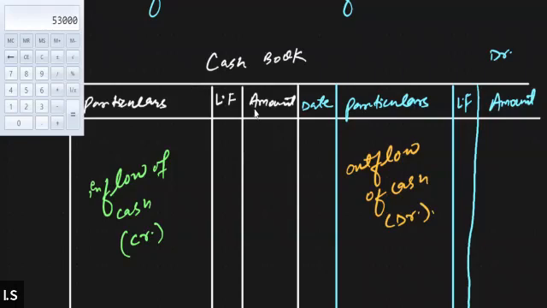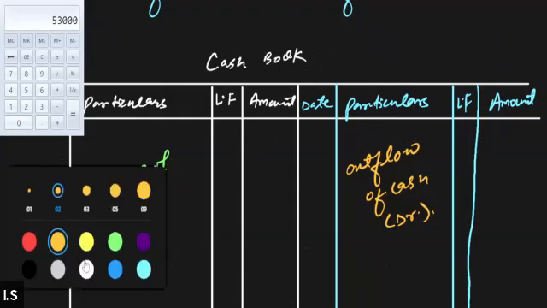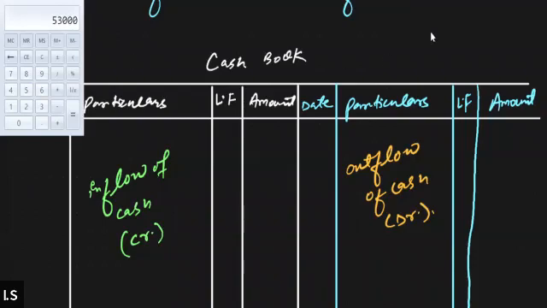Sir, shouldn't debit be on the left side? Oh, I'm sorry. The left side is the debit side and the right side is the credit side, as usual. So all the transactions leading to the inflow of cash are debited and all the outflow of cash are credited to the cash book. This is the format of the cash book. Got it, everyone? Is this clear?